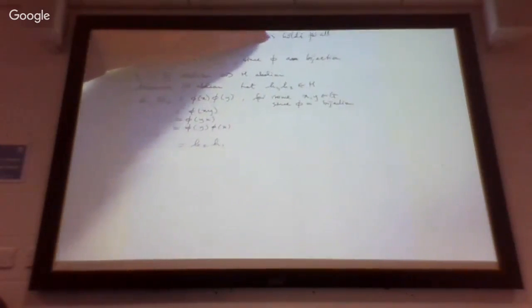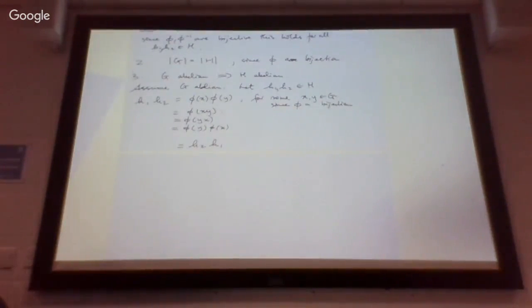So if two groups are isomorphic, they have the same abelian status. They're either both abelian or they're both non-abelian. So you can look at that in two ways. If you know the groups are isomorphic, you then know this fact that they have the same abelian status. Or if you're looking at two groups that have a different abelian status, you know they're not isomorphic. So this can be used as a tool to detect non-isomorphic pairs.